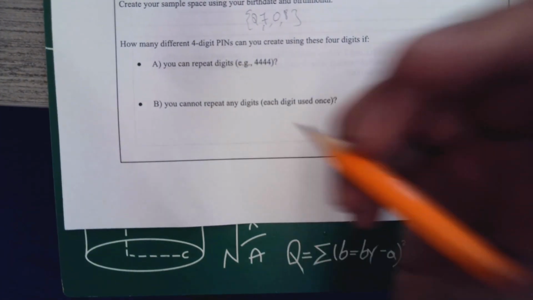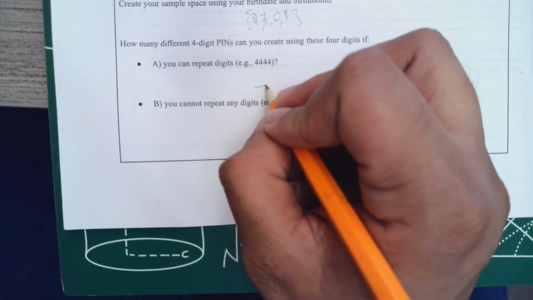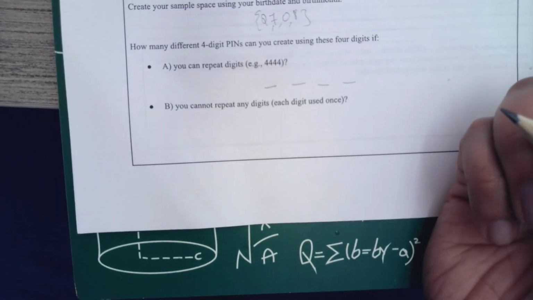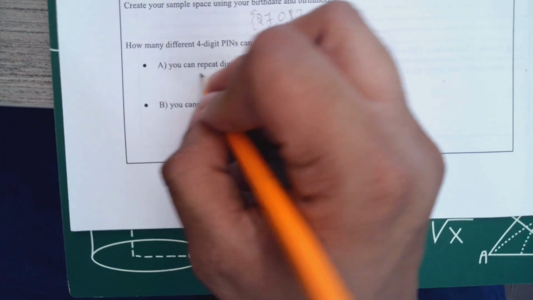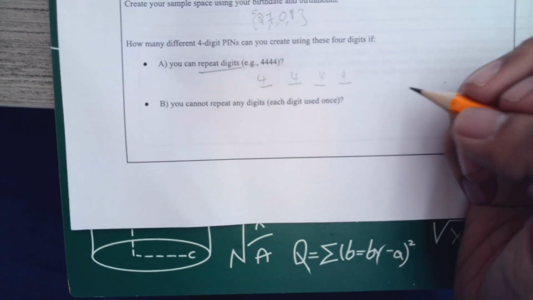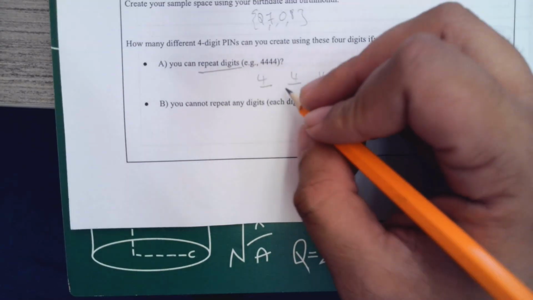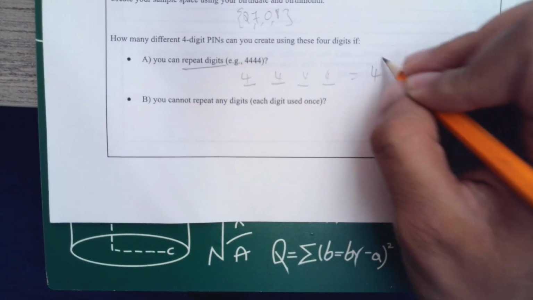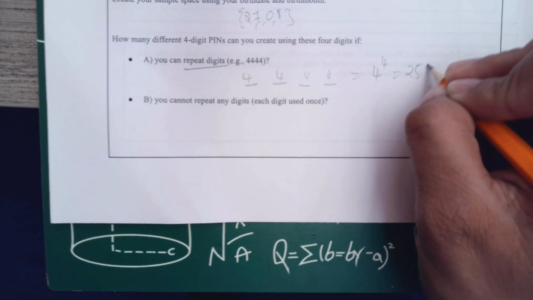There are 4 different options here, right? 4 options, and I'm going to have to create a 4-digit code. And since I can repeat them, I could pick any of these 4 numbers for any of the spots. So it's basically 4 to the power of 4, which is 256.